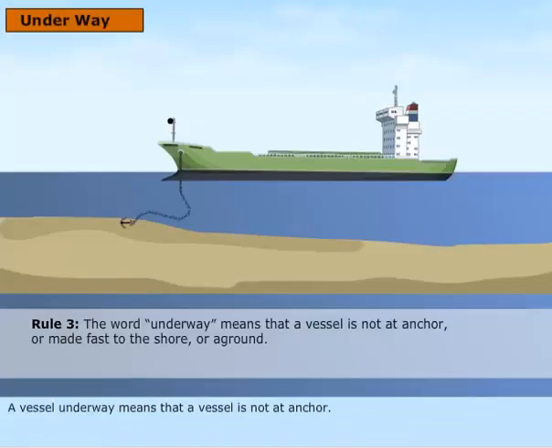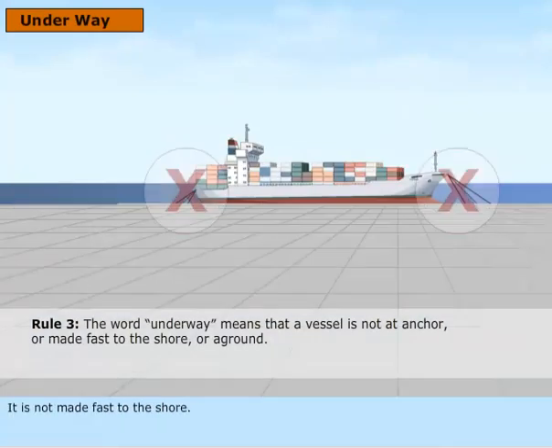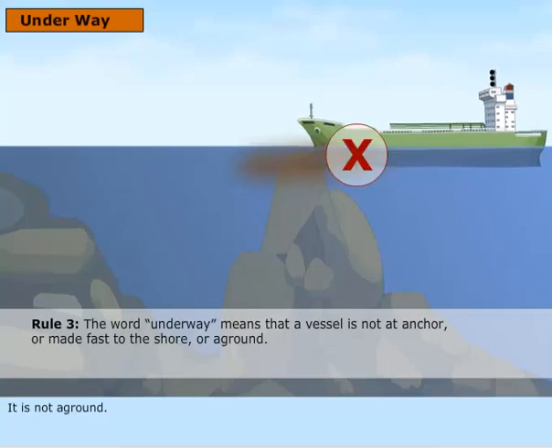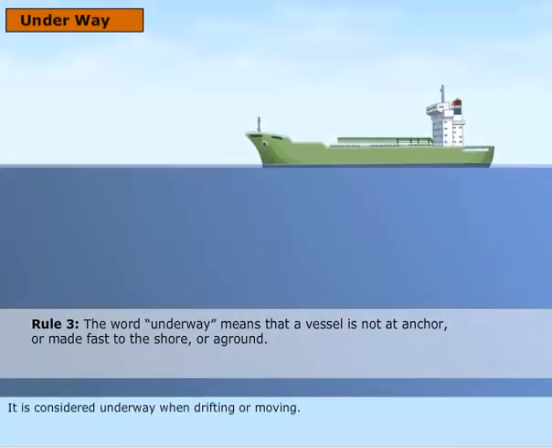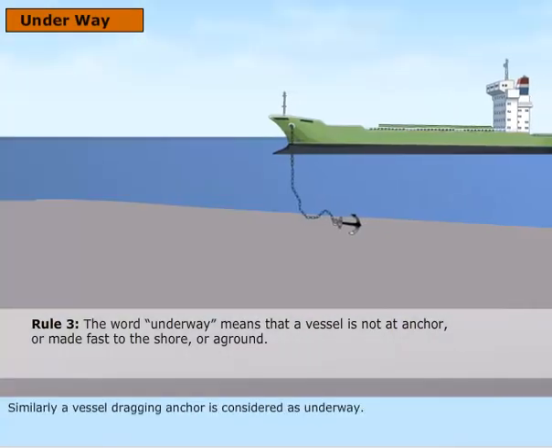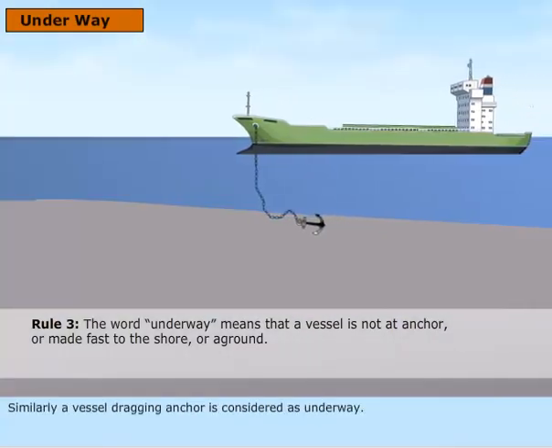A vessel underway means that a vessel is not at anchor. It is not made fast to the shore. It is not aground. It is considered underway when drifting or moving. Similarly, a vessel dragging anchor is considered as underway.